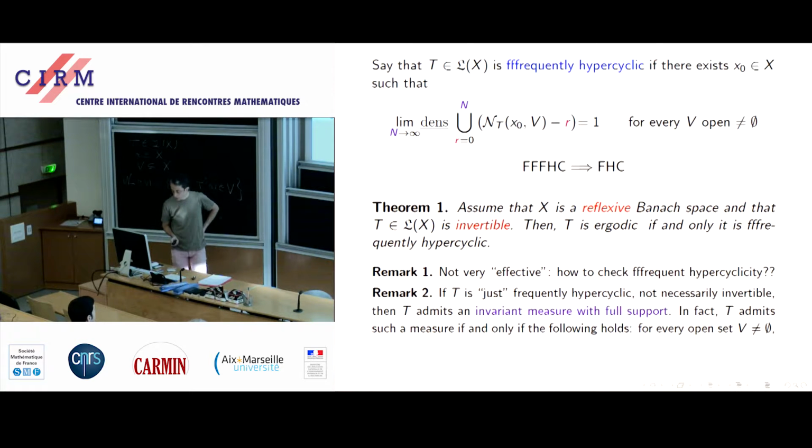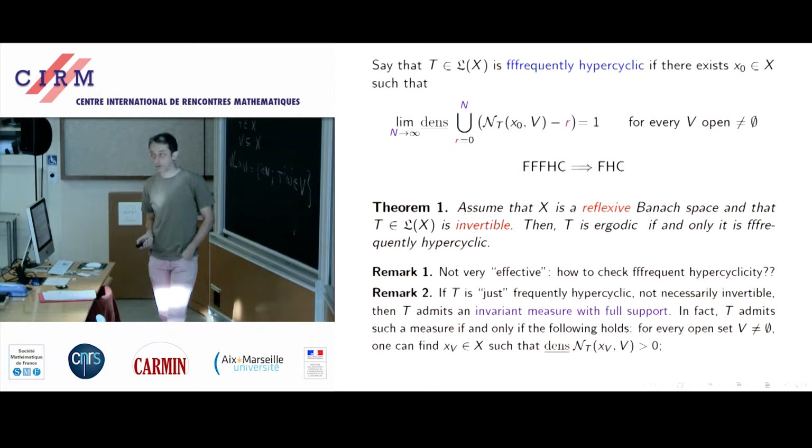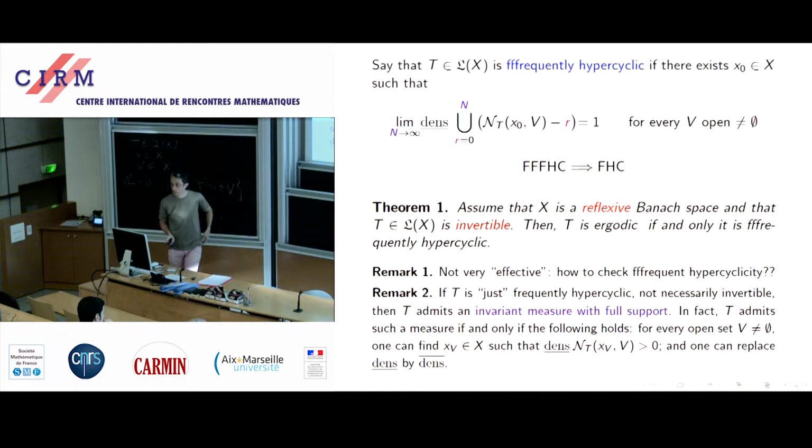If you take an open set, then you are able to find a point, which is allowed to depend on the open set, such that the lower density of this usual set is positive. And this is again if and only if, which again is nice. And actually, you can replace lower density by upper density, and this is the same. So this is the first result. And I would like to give a sketch proof of this theorem as it is stated.